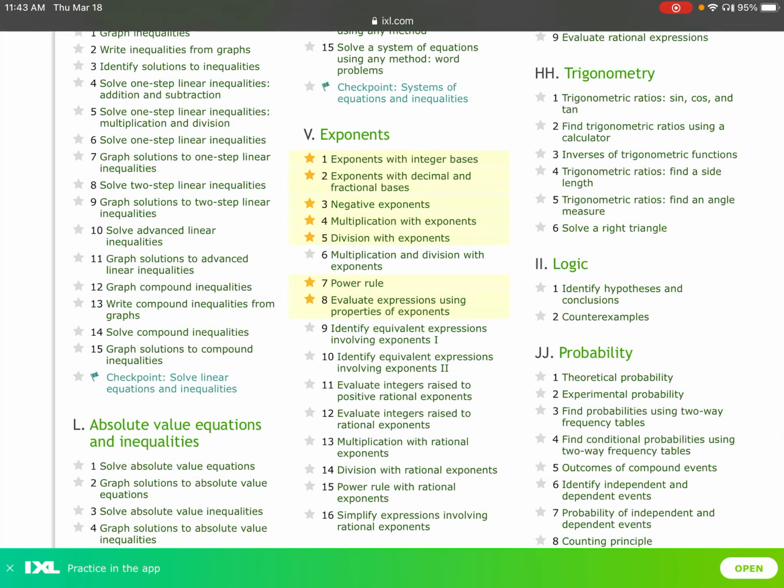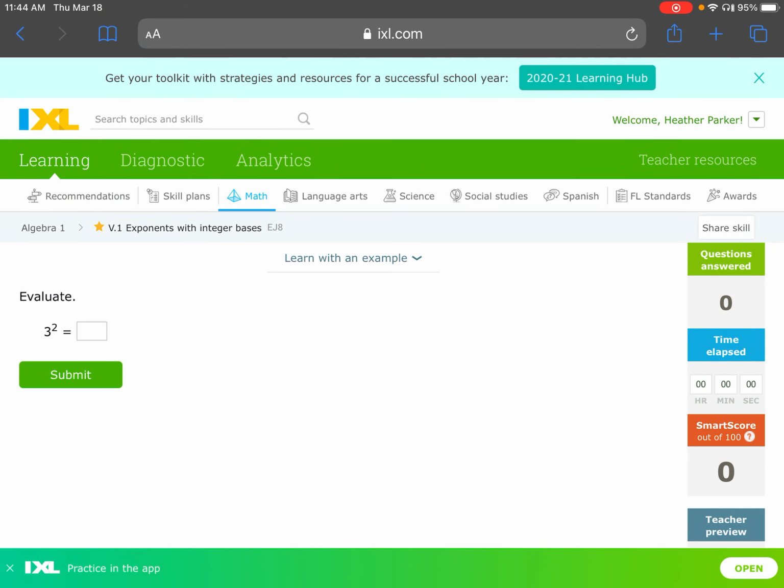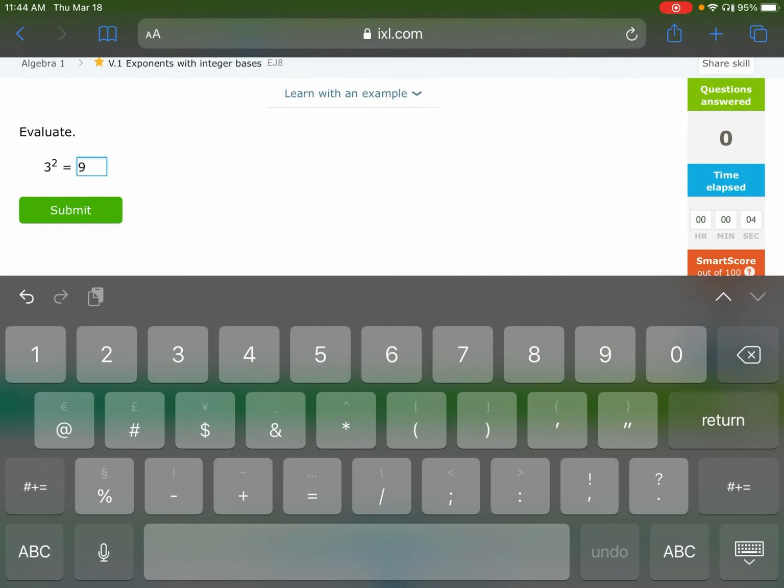To look at our Math IXL, Section V, Lesson 1, Exponents with Integer Bases. And I'm just going to work through a couple of these. 3 squared means 3 times 3, so the answer there would be 9.